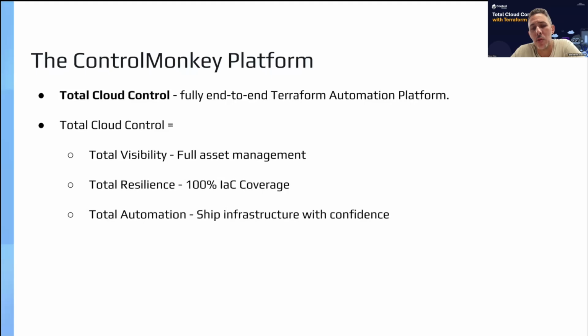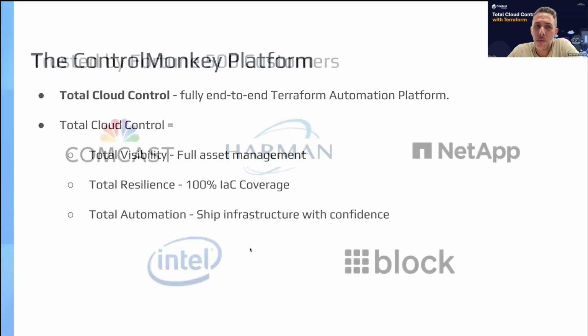And the third part of the total cloud control is total automation. And this one talks about how to ship infrastructure with confidence. So also here we provide tools like CI/CD for Terraform and drift detection and proactive policies to eventually help customers deliver faster and safer while keeping compliance and security, but also to reduce the DevOps skills gap. So helping engineers to be more autonomous, and even if they're not infrastructure experts or IaC experts, they can still deliver infrastructure according to the organization guardrails. So that's a little bit about ControlMonkey.